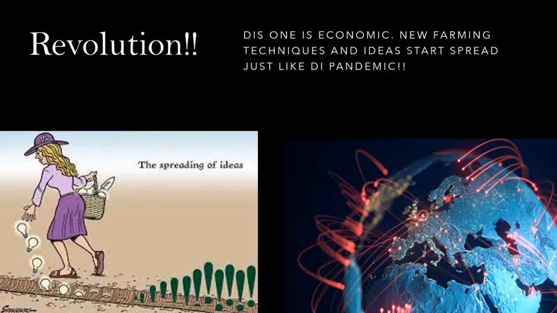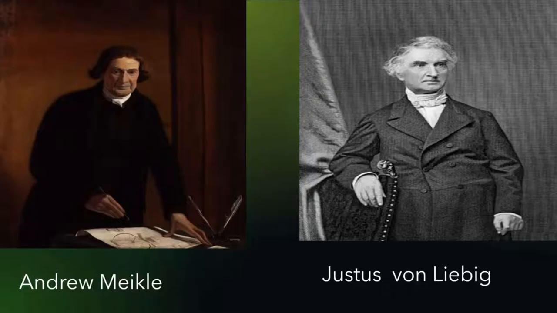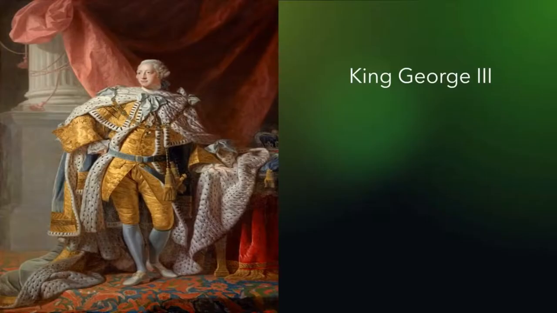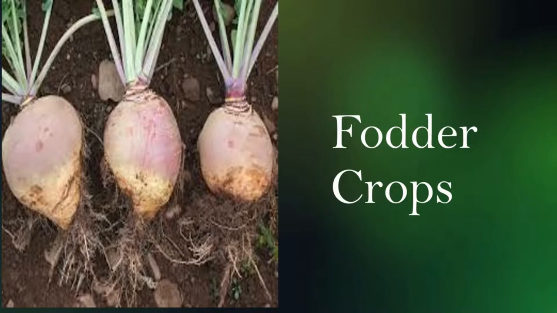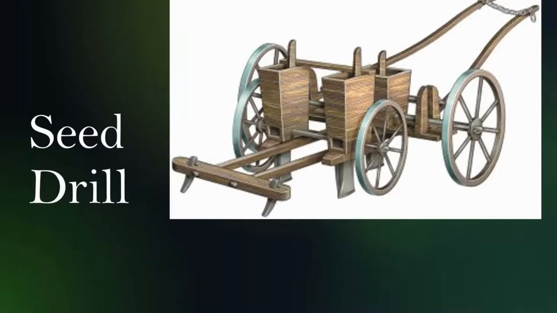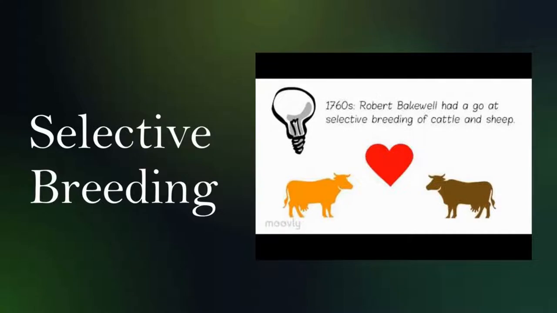Now we have to take the time to big up some key contributors to the Agrarian Revolution. Like we do it now? Yeah. Man like Charles Townsend, man like Joseph Boyce, Robert Bakewell, Andrew Meikle, the man named Liebig, King George III, man like Jethro Tull, and man like Arthur Young. Fodder crop, seed drill, selective breeding.